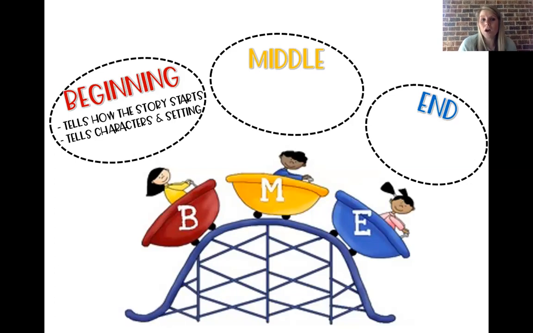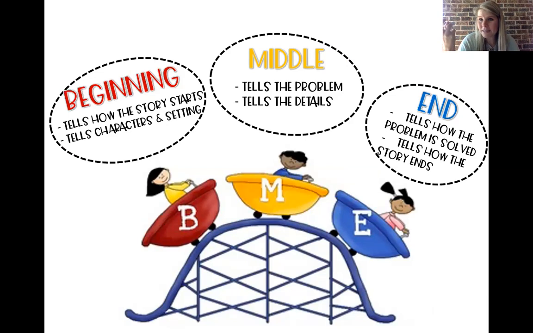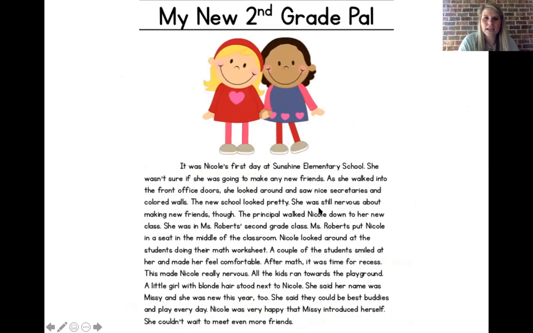So in the beginning is when the author usually gets everything started, sets up the stage for the story. They tell how the story starts. We're introduced to our characters and our settings. And remember, sometimes we learn our problem in the beginning, but usually it's not until more of the middle, but sometimes we do. So typically just characters and setting in the beginning, and then the problem and the different details of the problem and how we're going to solve it in the middle. And then at the end, we get our final resolution for the problem, how it's solved, and then we're told how the story ends. So let's look at this passage together.